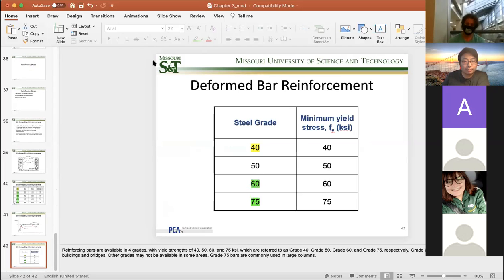Any questions for the steel and concrete part, guys? Anything you can think of? Anything?